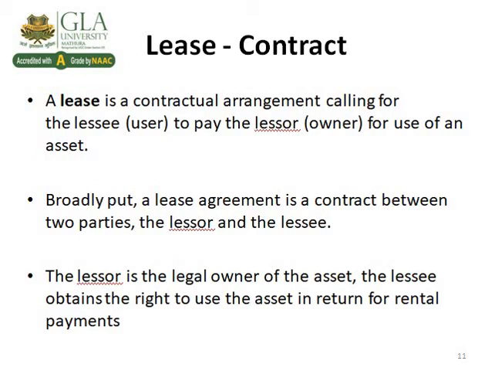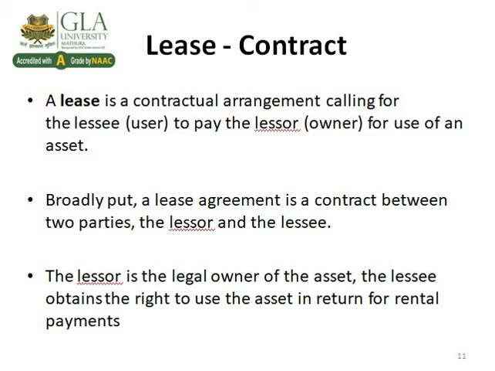Now coming to the last one, the lessor and lessee relationship. Before understanding who is the lessor, who is the lessee, and why it exists, let us understand what we mean by lease, because both parties, lessor and lessee, come into existence from it. A lease is a contractual arrangement calling for the lessee, that means the user, to pay the lessor, that is the owner, for use of an asset.